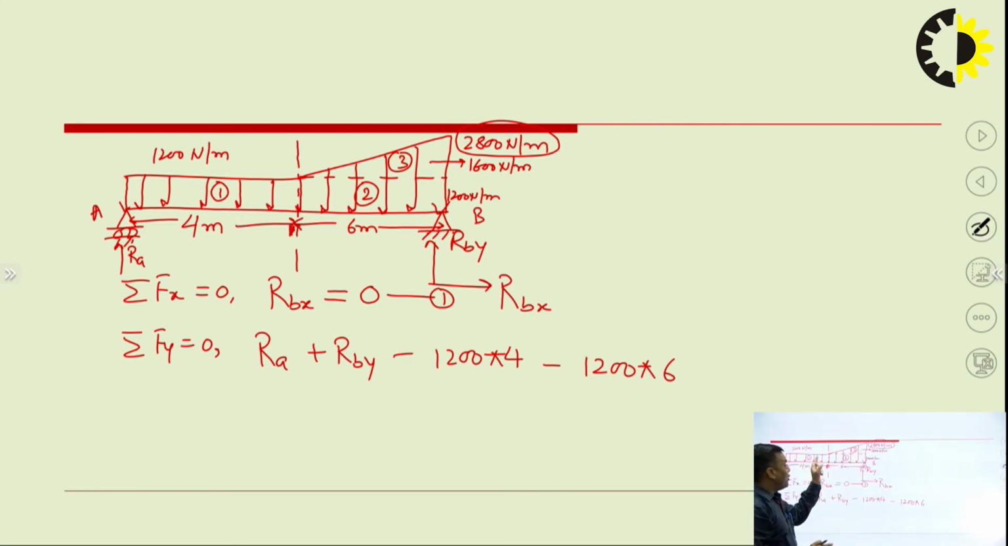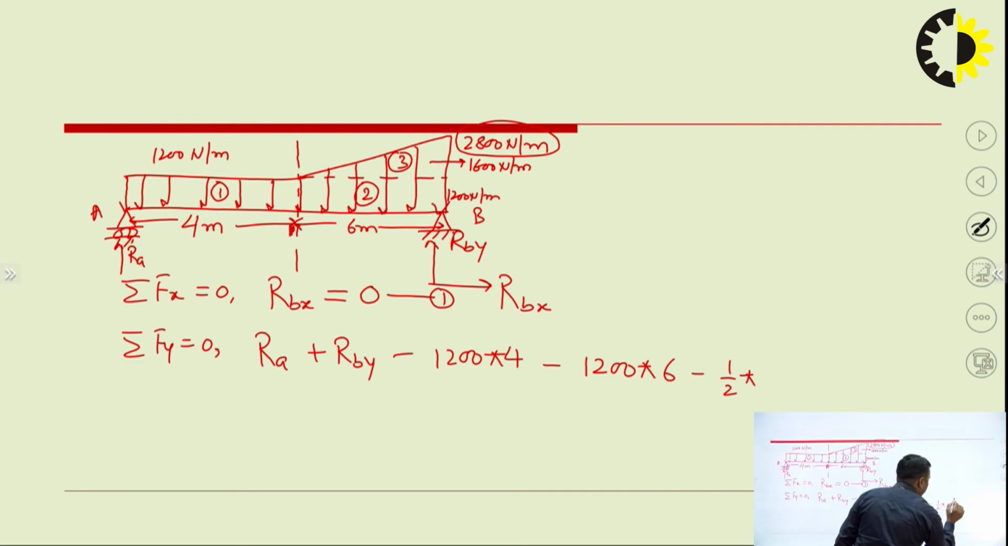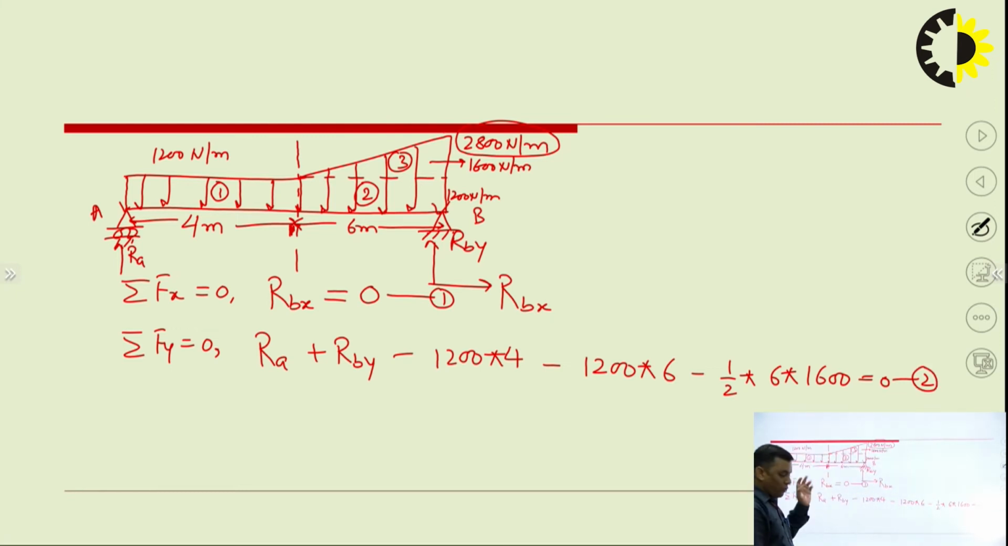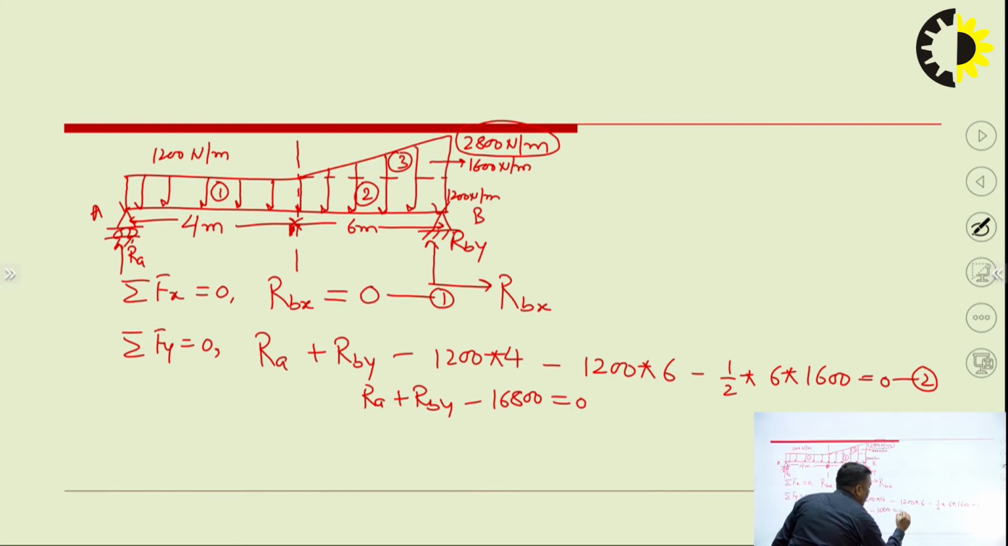Now I am considering the third one. And how to deal with the UVL? Take the area of the triangle. Area of the triangle will be minus half into, what is the length? 6 meters. What is the height? Okay, equals to 0. This is my equation number 2. Just simplify and see whether the equation is correct. How much is it coming out? RA plus RB, I think this will come. Okay, I can also call this equation number 2 because it is the same.